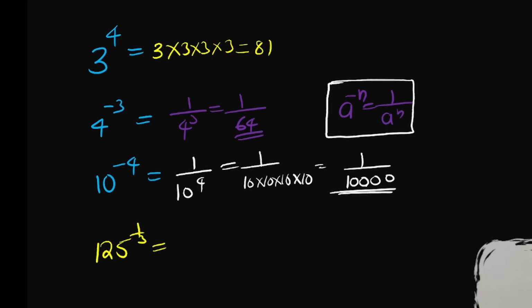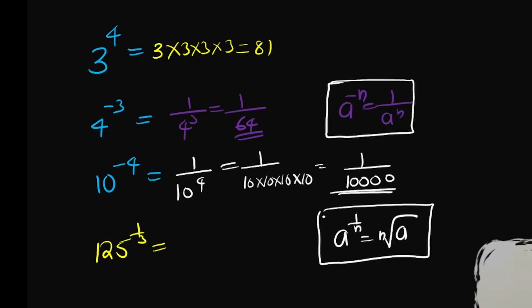Last but not least, 125 raised to 1 by 3. What does that mean? I have an identity: a raised to 1 by n is the nth root of a. According to that, 125 raised to 1 by 3 is the third root of 125. Third root of 125 means for some number, its cube, third power, is 125. That number is 5. 5 into 5, 25; 25 into 5, 125. So my answer is 5.